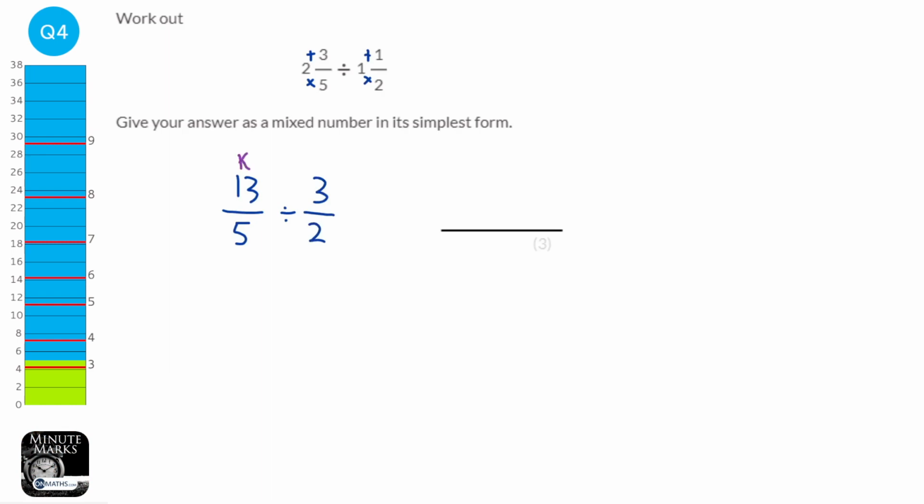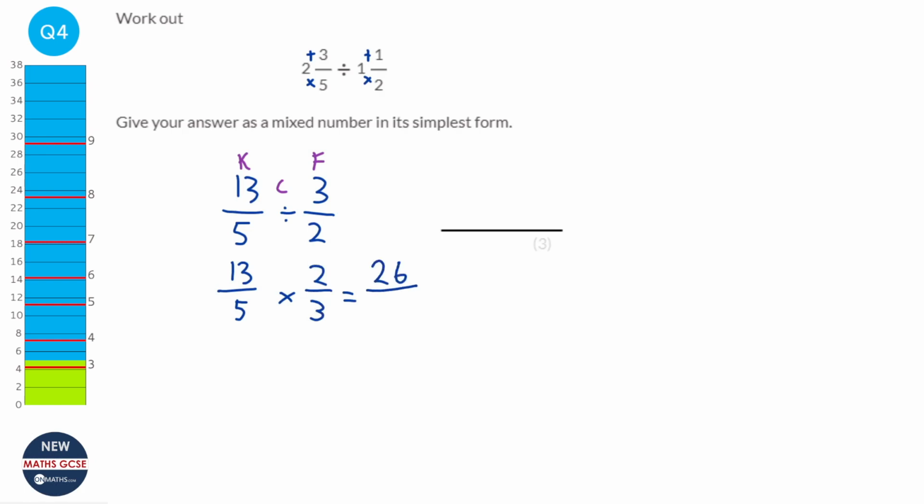Then we're going to keep the first fraction, flip the second fraction, and change the sign. So it becomes 13 over 5 times, and then we're going to flip that, so it's going to be 2 over 3. Times the tops would be 26, times the bottom, which would be 15. Now 26 over 15, there are 1/15s that go into 26, so that'd be a big 1, and that leaves a remainder of 11, so it'd be 11 over 15. So our answer would be 1 and 11 over 15.